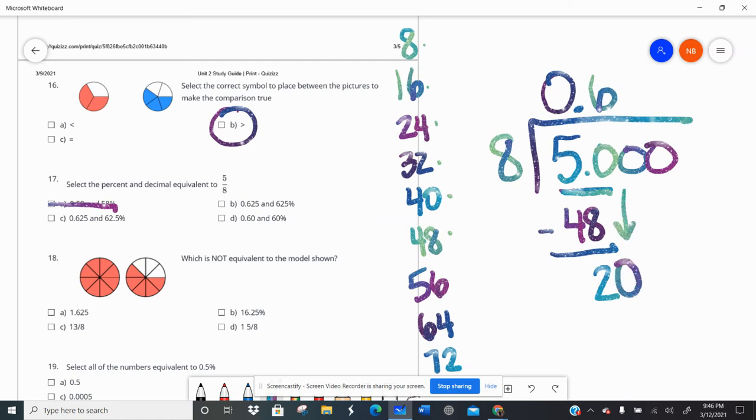Now I have 20. How many groups of 8 could I get? 1, 2. I could get 2 groups of 8. 2 times 8 is 16. I subtract. 20 minus 16 is 4, and I bring down the 0.